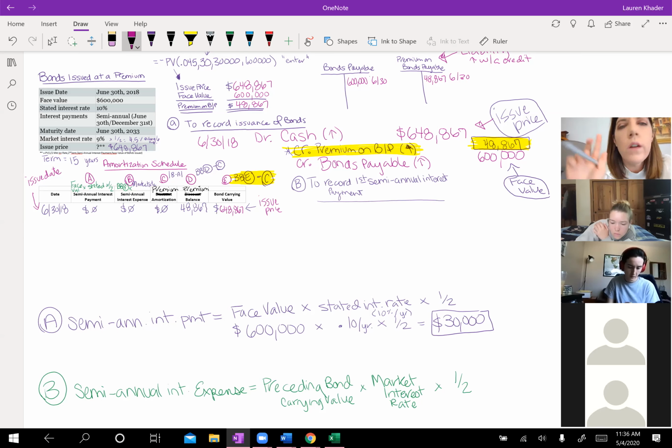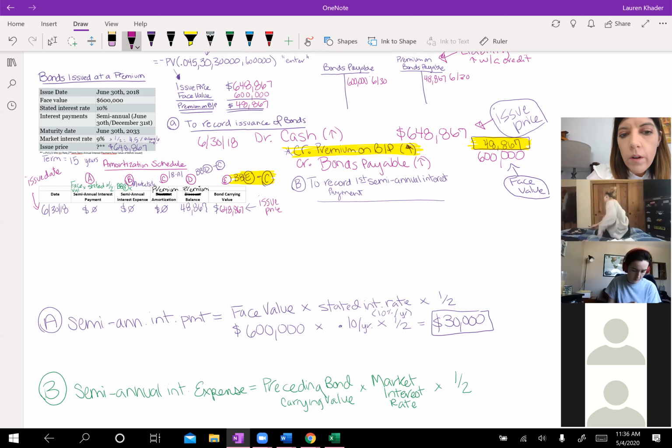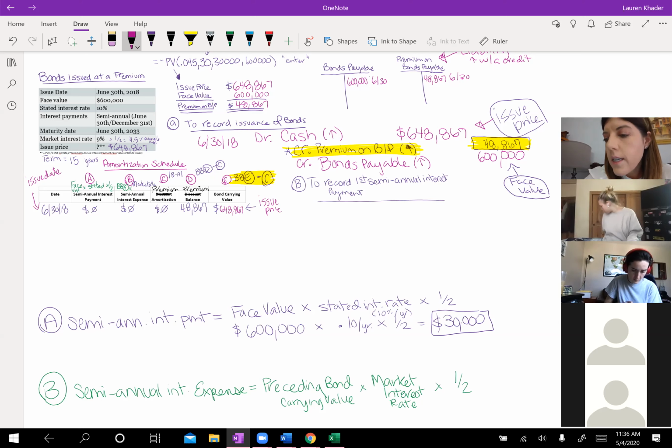Now, if you want to double check your numbers for a bond issued at a premium, if you're looking at these two columns, column D and E, the bond carrying value minus the premium will equal face value of 600,000. It's a check. Versus the discounted bonds, when you add these two columns up, they will equal the face value. And it goes for that all the way down until maturity. What is the next date?